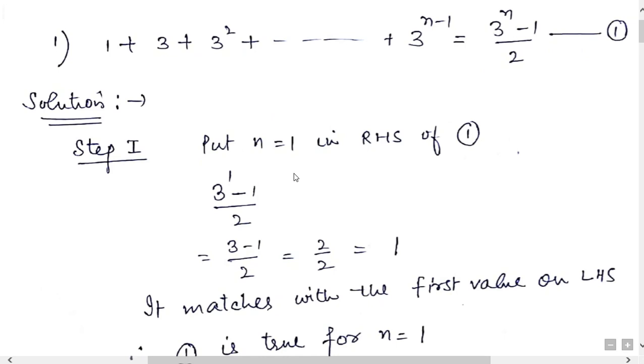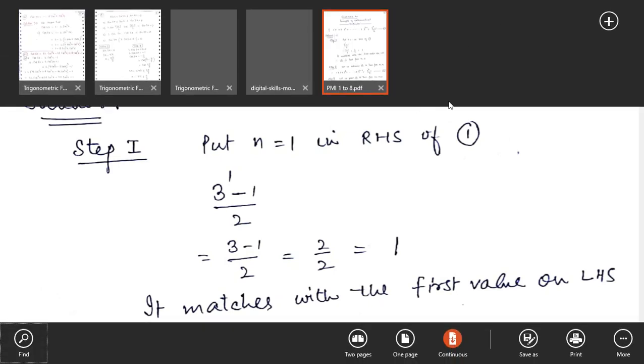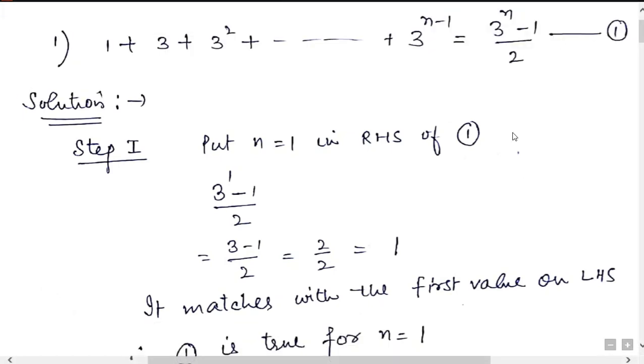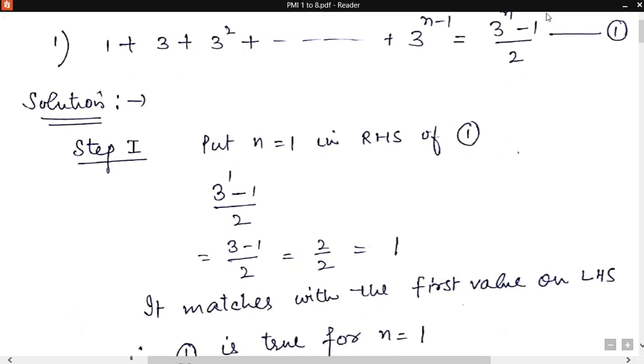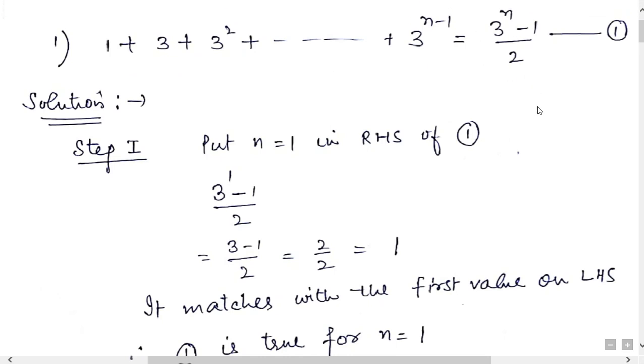In the first step, you have to insert n is equal to 1 on the right hand side and compare this value with the first value. The second step is you have to suppose statement number 1 is true for n is equal to k, and in step number 3 you have to prove this equation is true for n is equal to k plus 1. Let us start with the problem.